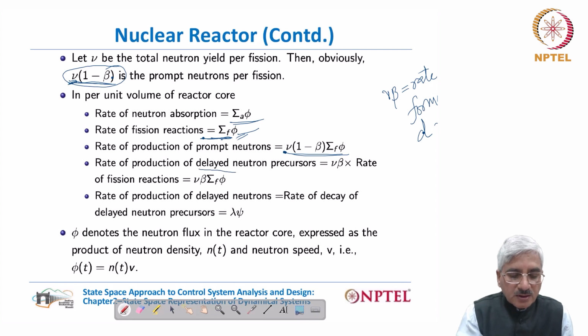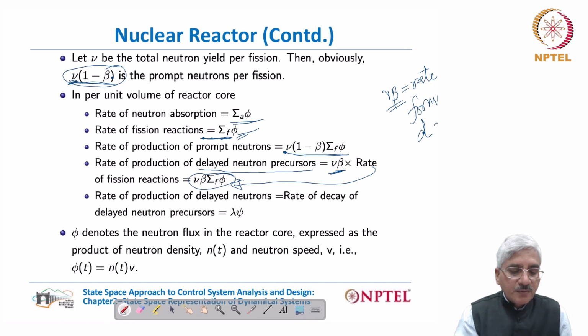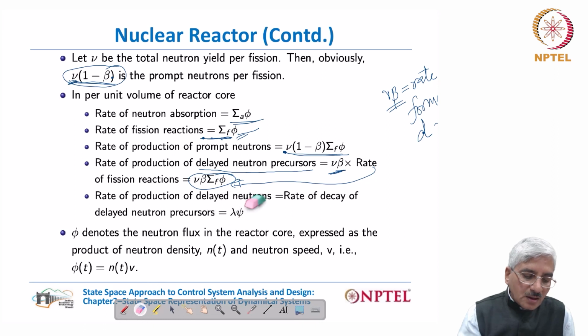And the rate of production of delayed neutron precursors is nu times beta into rate of fission interactions. So this is the rate of production of delayed neutron precursors. And so the rate of production of delayed neutrons is the rate of radioactive decay of delayed neutron precursors, and so it is the decay constant into the concentration of the precursors. Lambda into psi is the rate of production of delayed neutrons.